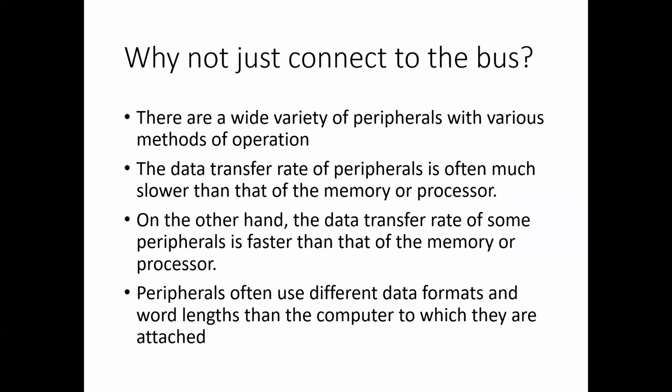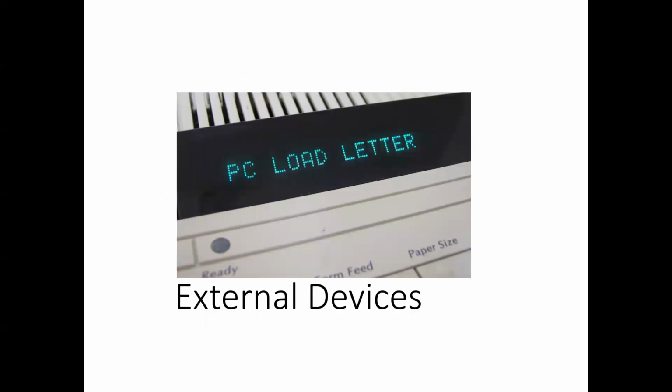The data transfer rate of peripherals is often much slower than that of memory to the processor. On the other hand, there are some peripherals that are faster than the transfer of memory to the processor. Peripherals often use different data formats and word lengths. So that's why we have the I/O module connecting between the device itself and the bus. So that's why it acts as an intermediary.